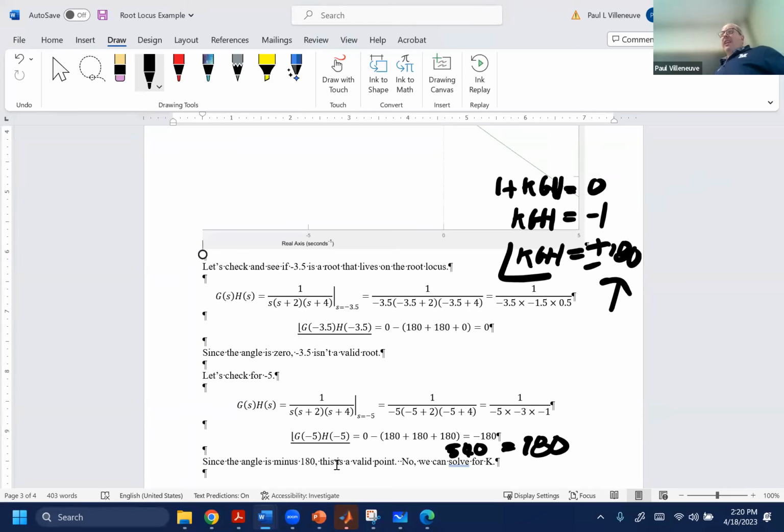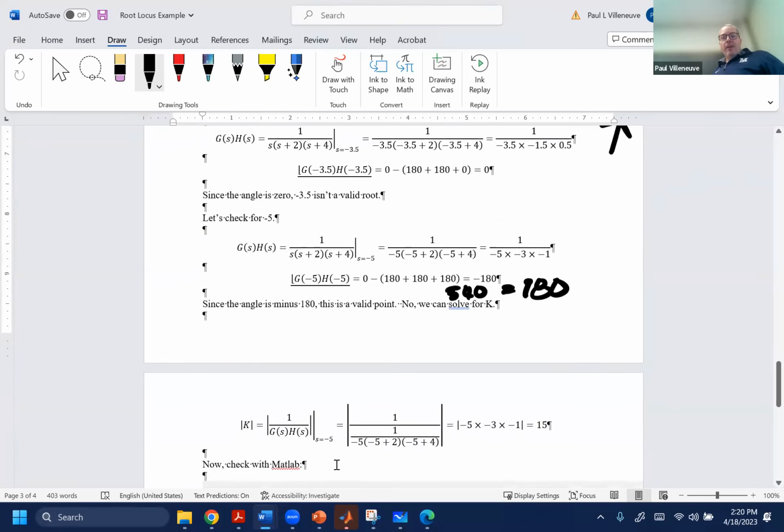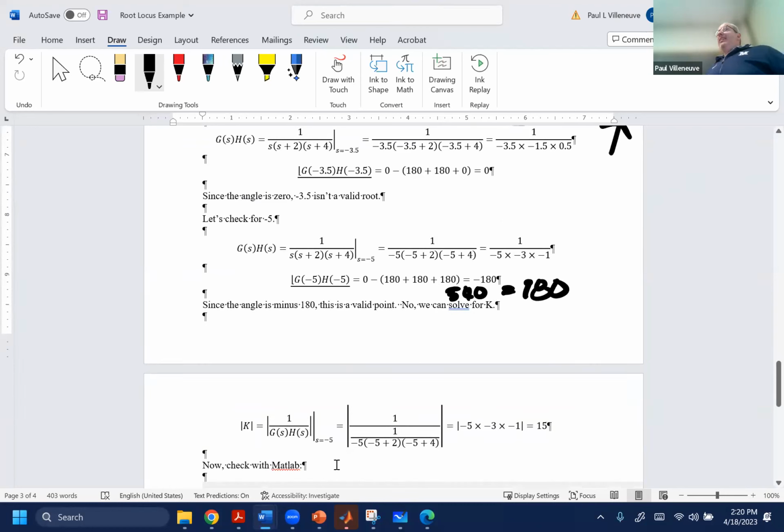So now let's solve for K when we get minus 5. I'm doing this by hand. I'm going to plug in the magnitude and solve for K, and again, it's magnitude only. So K equals 1 over GH. I plug in my value of minus 5, and what I end up with is the magnitude of minus 5, minus 3, minus 1, which is positive 15. So when K equals 15, I should get a value of minus 5.